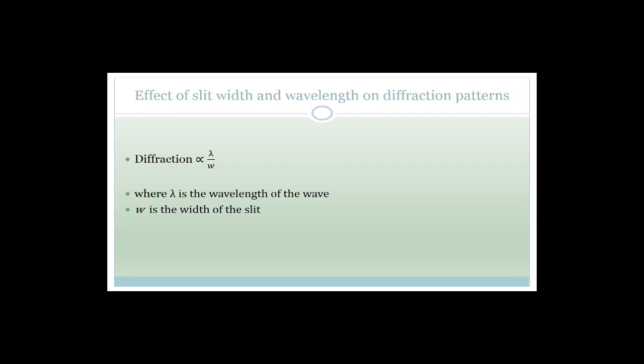actually affect diffraction. Okay, so the diffraction is proportional to the wavelength divided by the slit width. In other words, what we're saying is that if you increase the wavelength, we will increase the diffraction, okay? But if you increase the slit width, you will decrease the diffraction. So the bigger the slit width, the smaller the diffraction, and the smaller the slit width, the bigger the diffraction. Remember that diffraction is the bending around the barriers.